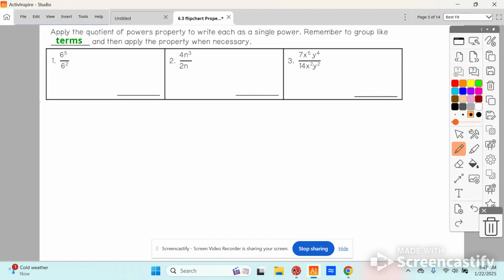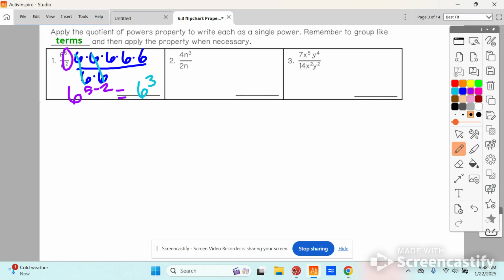We're going to practice this theory, and we have to remember to group like terms, then apply the property when necessary. So I have 6 to the fifth power, which would be 6 times 6 times 6 times 6 times 6, over 6 squared, which is 6 times 6. And I could cancel, again, two 6's, leaving me with 6 cubed, or 6 to the third power. Testing my quotient of powers property, 6 to the 5 minus 2, taking my exponents and subtracting them, would equal 6 cubed.